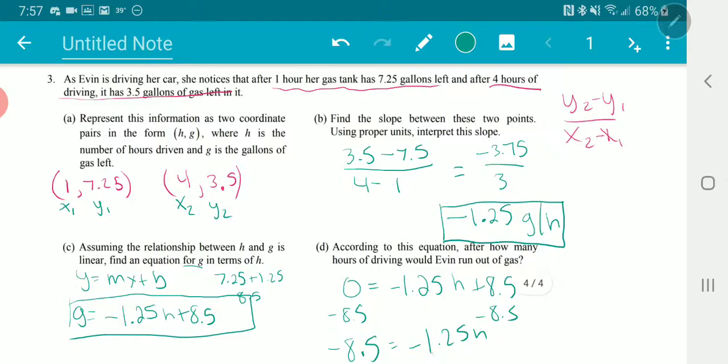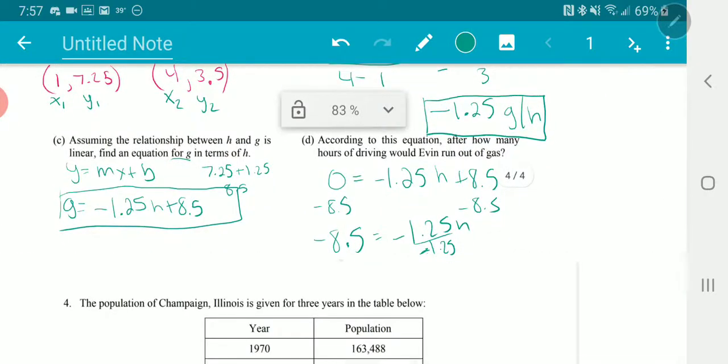Have to divide by negative 1.25. Work my way down here a little bit. Divide by negative 1.25. And that comes to 6.8 hours. So after 6.8 hours, that's when I would run out of gas.